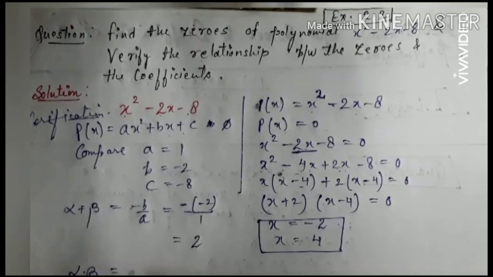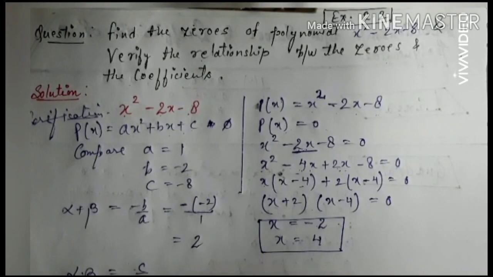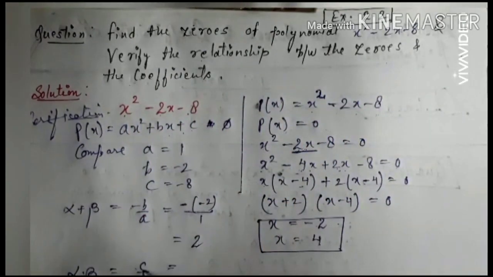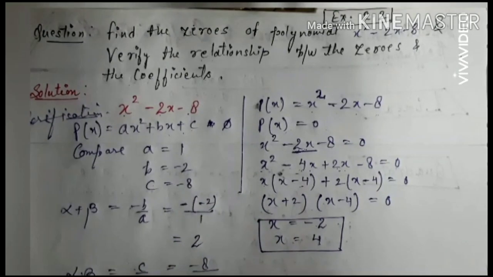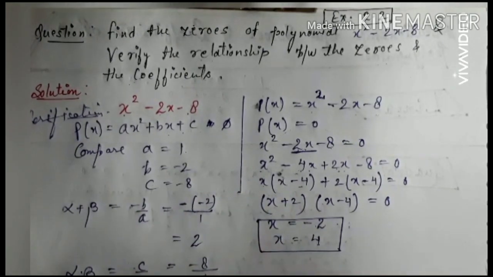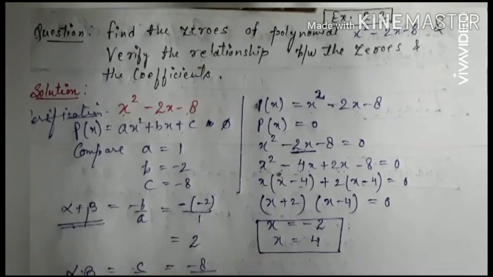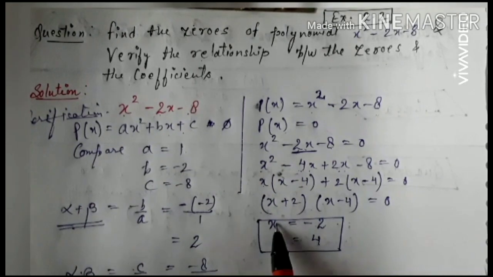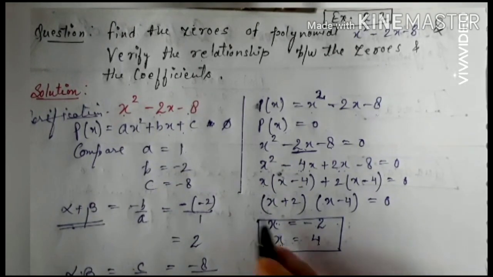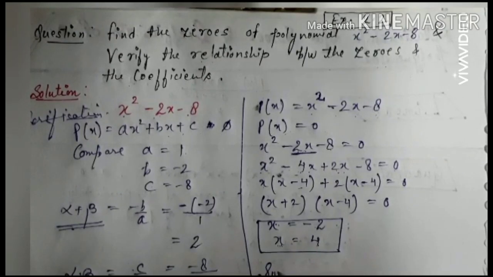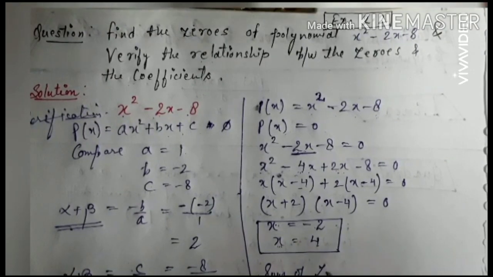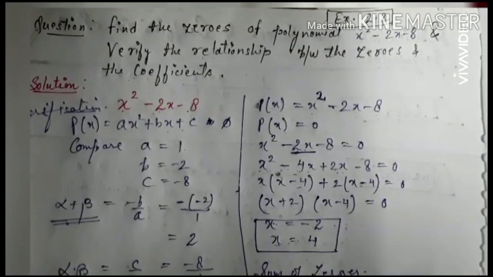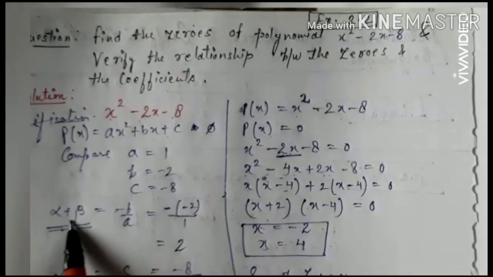Product of roots is c upon a. You have studied this when you learned the relationship between the zeros and coefficients. C is minus 8, a is 1, so this is minus 8. So you get the sum of roots and product of roots for this quadratic polynomial. Now these are the two roots. Tell me the sum of the roots from here. Sum of roots or zeros: minus 2 plus 4. It will become 2. Same as the sum of the roots you got here, 2.